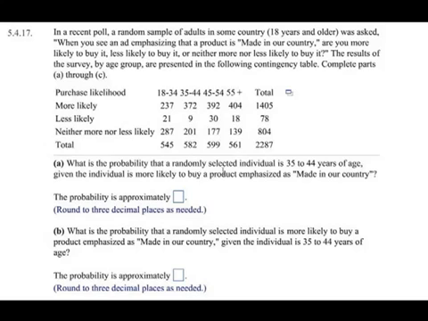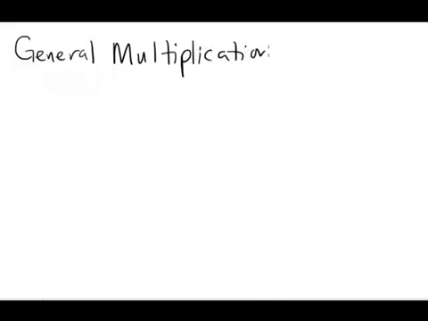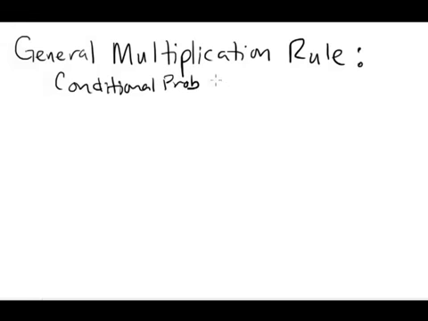But before I dig too deeply into this problem, let me show you something that we're going to need to know about. It's called the general multiplication rule. Sometimes the same rule is called the conditional probability rule. Whatever your book calls it.